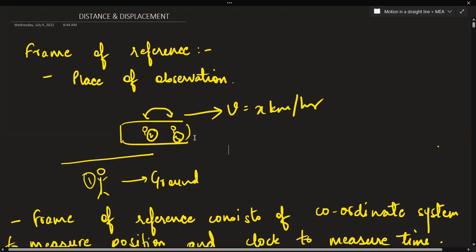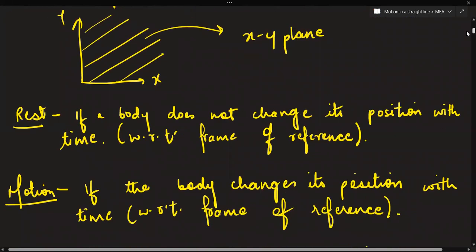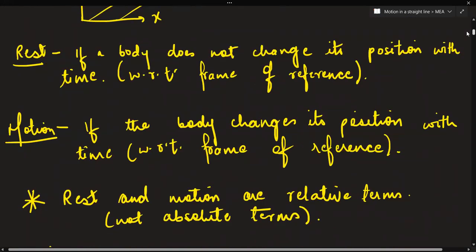If we talk with respect to the ground, then the person is in motion with respect to the ground. But with respect to the train, the person is at rest. This way, that something with reference to which we describe motion is known as the frame of reference.